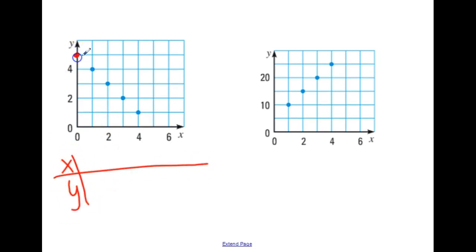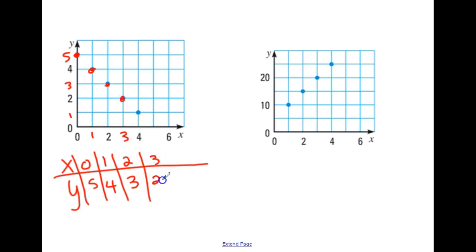So looking at this first point, x is down here at 0, y is up here at 5. Then at this next point, x is 1, y is 4. Then here x is 2, y is 3. Down here, x is 3, y is 2. And last, x is 4, y is 1.